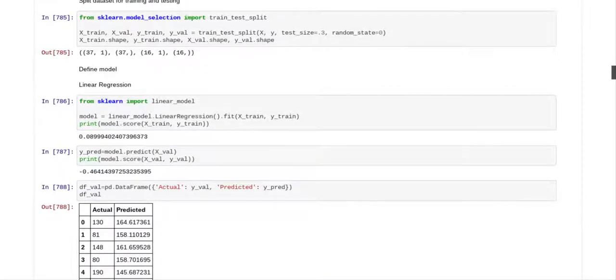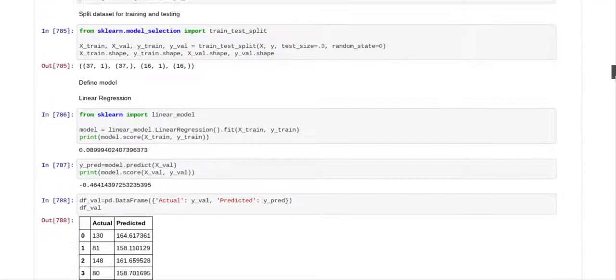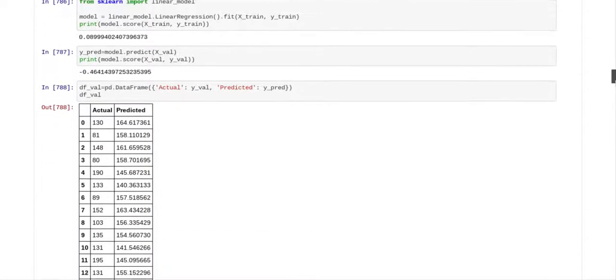And I decided to use linear regression on this because through my studies, I found out that you can do linear regression on a time series model. So that's what I decided to do. So we used linear regression, and we got like a 9% accuracy on that. And then when we tested on y val, we actually had a negative accuracy.